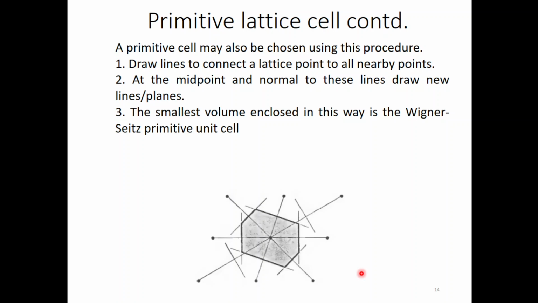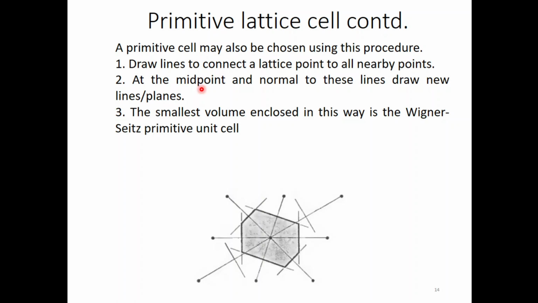And how to construct a primitive unit cell at any lattice point, right? This is again very simple. We need to draw lines to connect a lattice point to all nearby points, right? And the second point is that we need to draw normals at the midpoints of these lines, right?